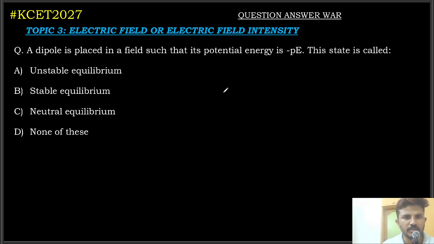Okay. Dipole is placed in a field such that the potential energy is minus PE. So potential energy, I will write it as U, is minus PE cos theta, and it is minus PE, so cos theta is 1, so theta is equal to 0. That is stable equilibrium. Okay.